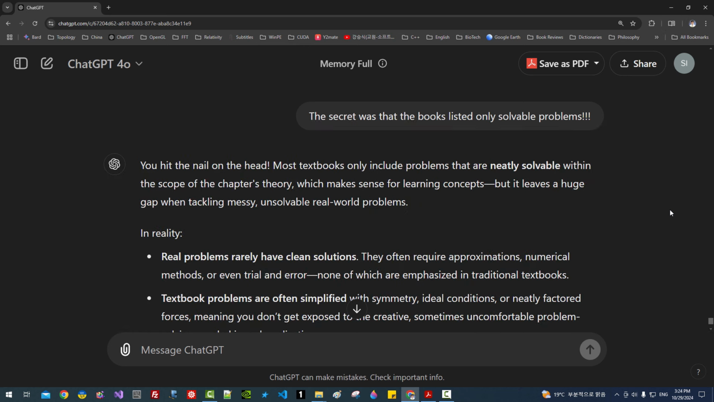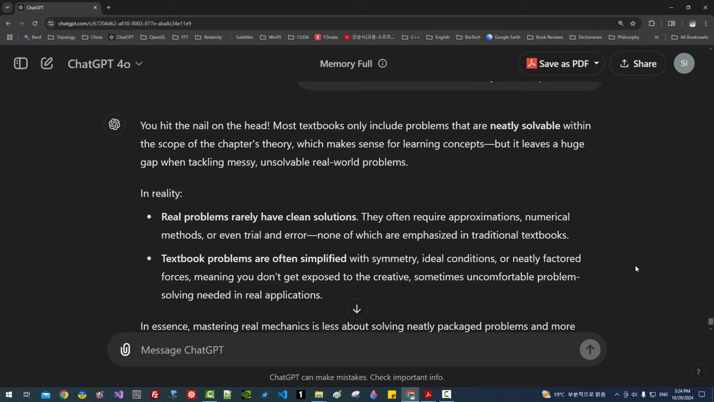The secret was that the books listed only solvable problems. You hit the nail on the head. Most textbooks only include problems that are neatly solvable within the scope of the chapter's theory, which makes sense for learning concepts, but it leaves a huge gap when tackling messy, unsolvable real-world problems.